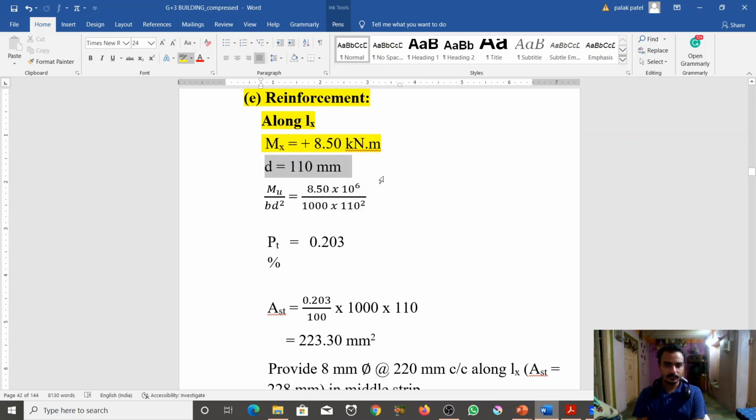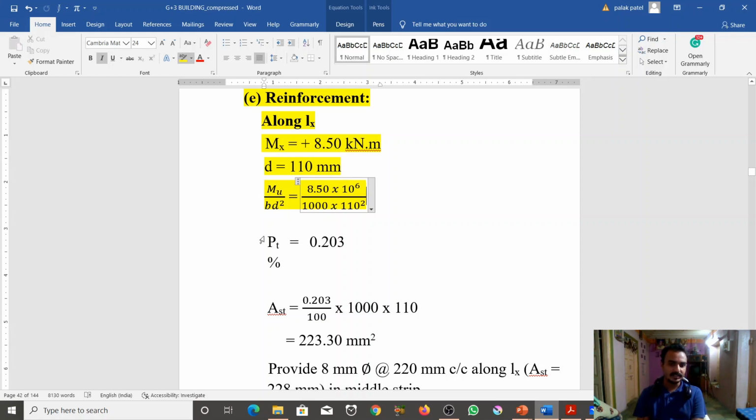So effective depth is 110 mm. Mu upon bd square, we have to find out, is 8.50 into 10 raised to 6 divide by 1000 into effective depth 110 whole square. These are the mu upon bd square.